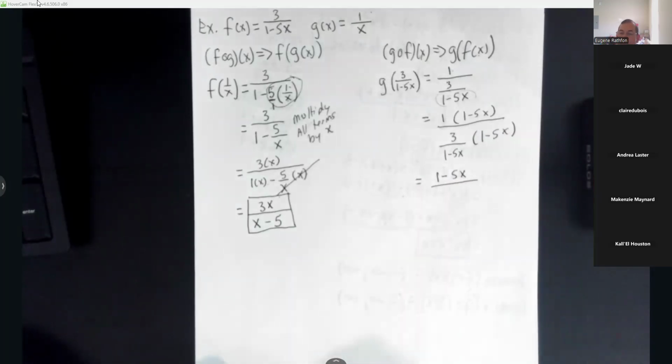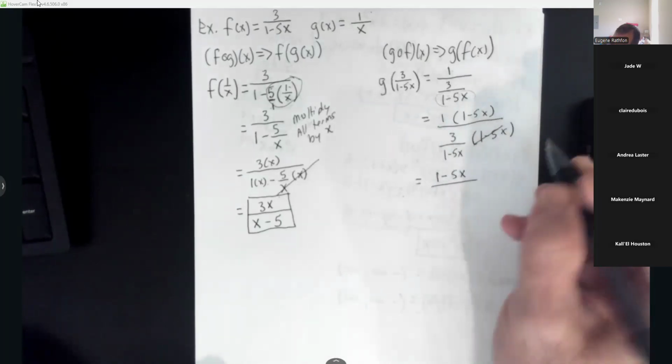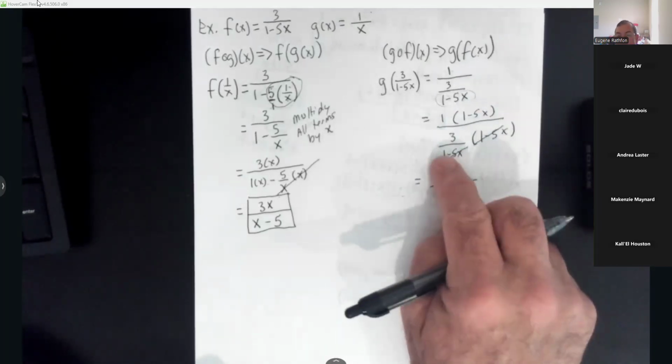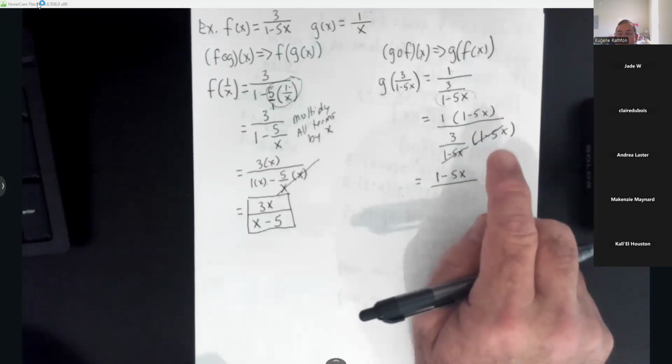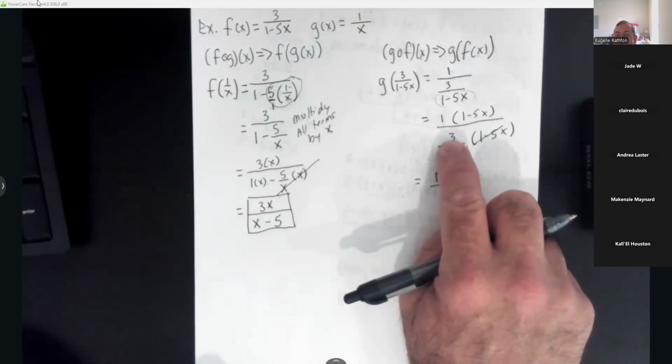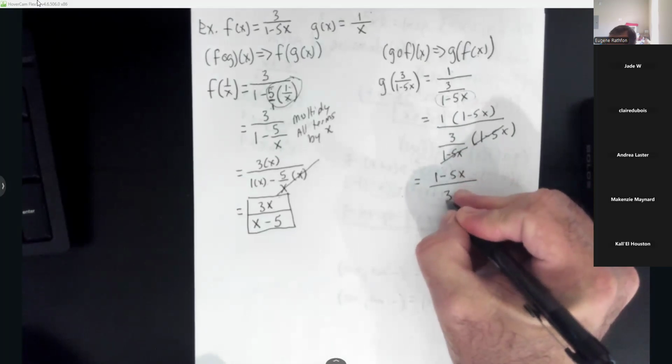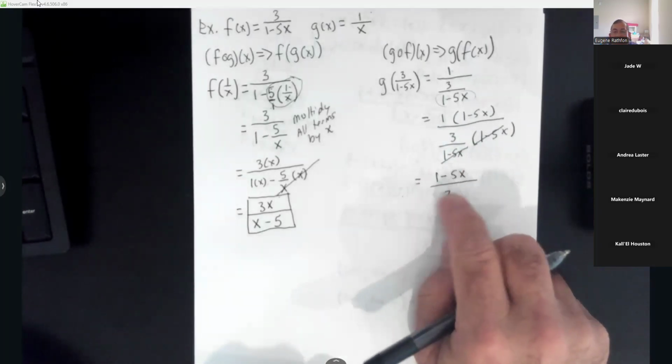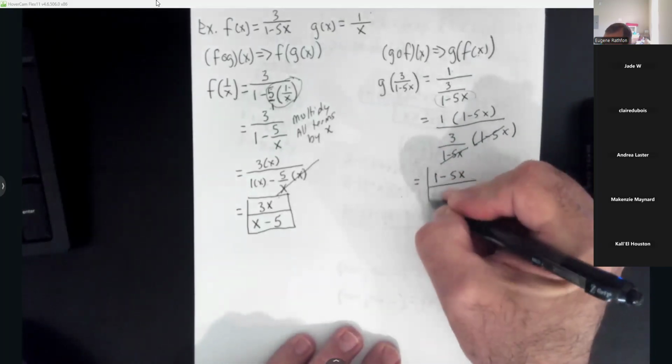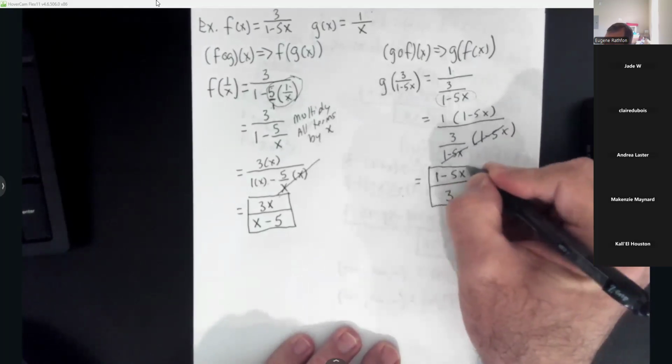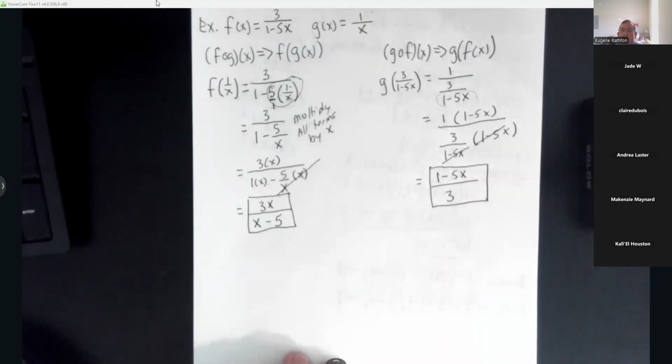But look at the bottom. This 1 minus 5x canceled with this 1 minus 5x. So all that's left on the bottom now is a 3. This now looks like a fraction, so that is our final answer.